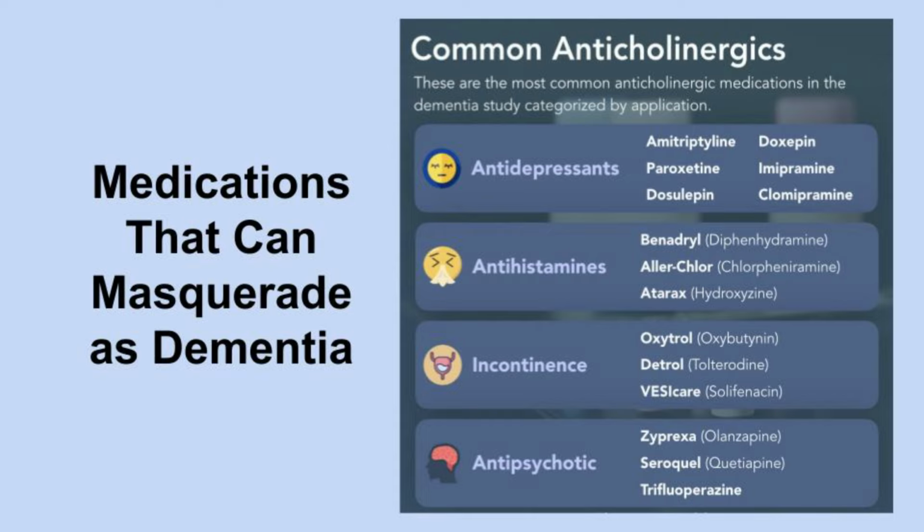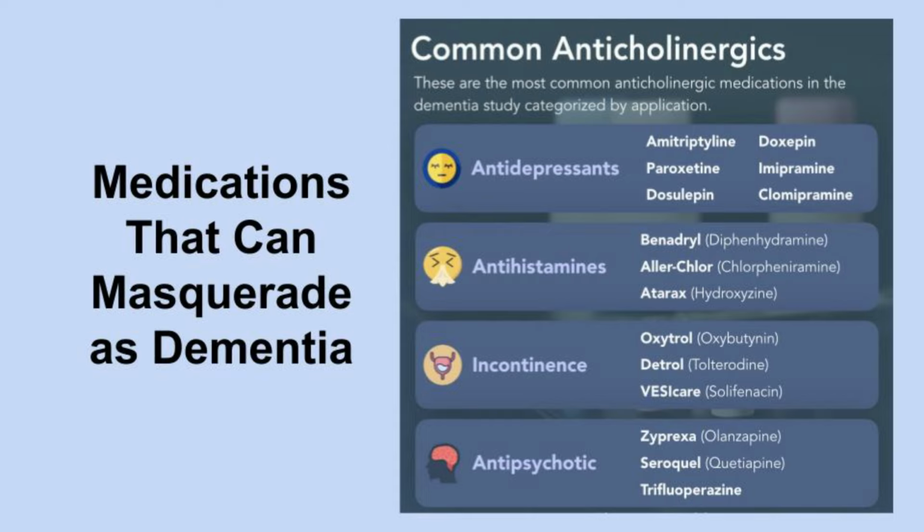Another huge offender that I see a lot is oxybutynin. This is used for urinary incontinence, especially in women. The other one is the Detrol, or the tolterodine. Vesicare, I don't see that a whole lot.